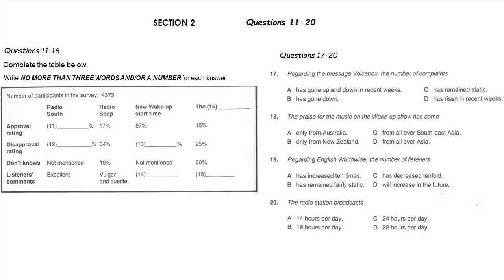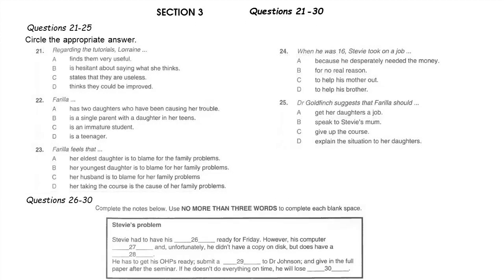That is the end of section 2. You now have half a minute to check your answers. Section 3. You are going to listen to a tutorial with a university lecturer and 3 of his students. First, look at questions 21 to 25. For these questions, there are 4 alternatives, A, B, C, and D. Decide which alternative is the most suitable answer and circle the appropriate letter.